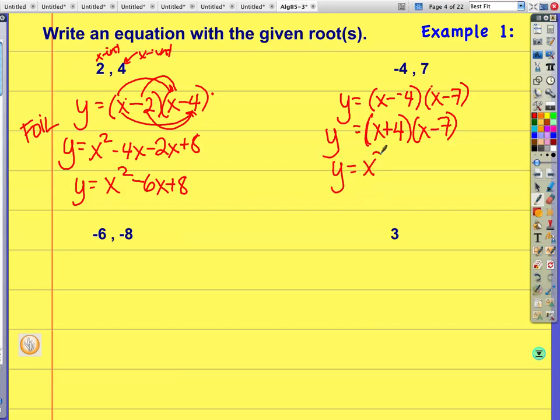So you have x squared. Then I do my outer terms, negative 7x. Inner terms, plus 4x. Last terms, negative 28. And also, you need to simplify this. Y equals x squared minus 3x minus 28.